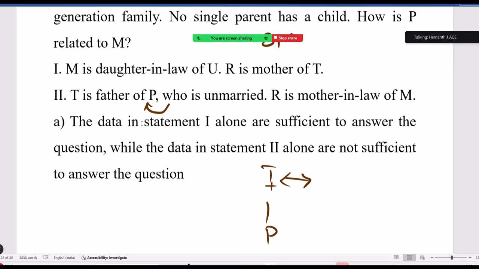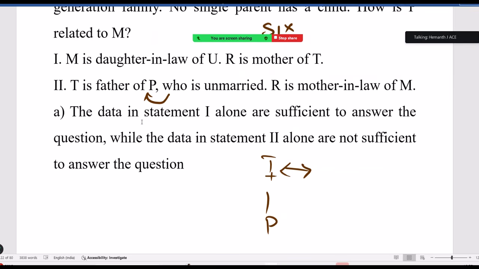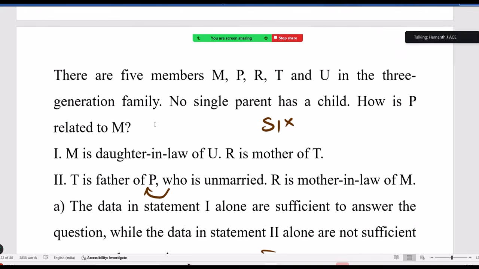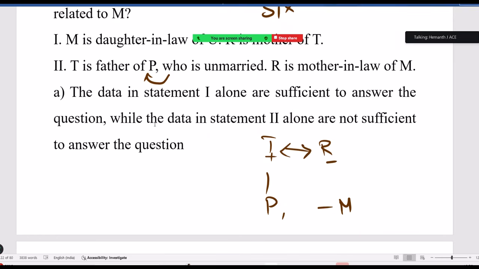Yeah, two alone you can check once. M, P, R, T, U are there. R is mother-in-law. Mother-in-law means your spouse's mother, right? So R will be here. M is married to P's sibling. In the question, what is the other term? M, U. Okay, this is possible, you see. U and M are married couple, P and U are siblings, T and R are married couple.